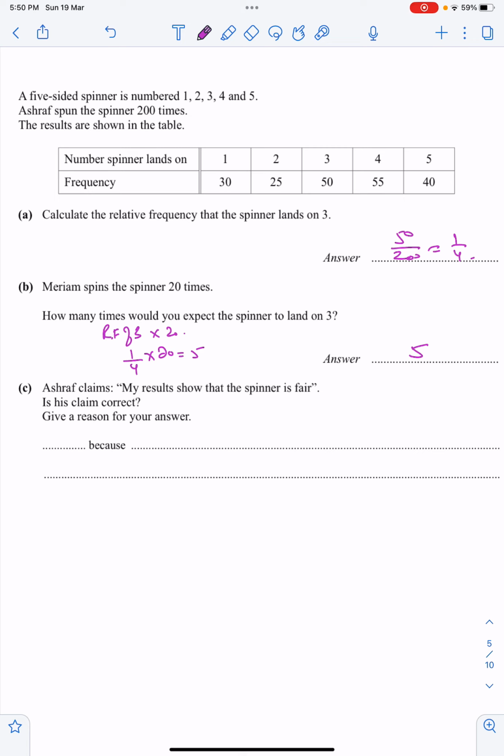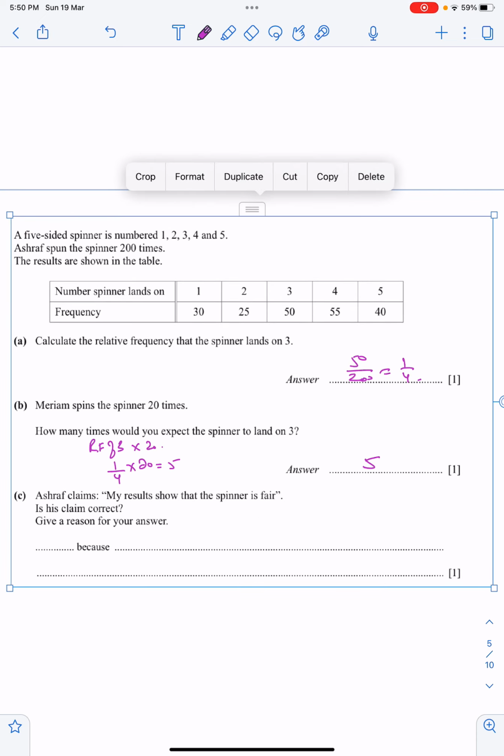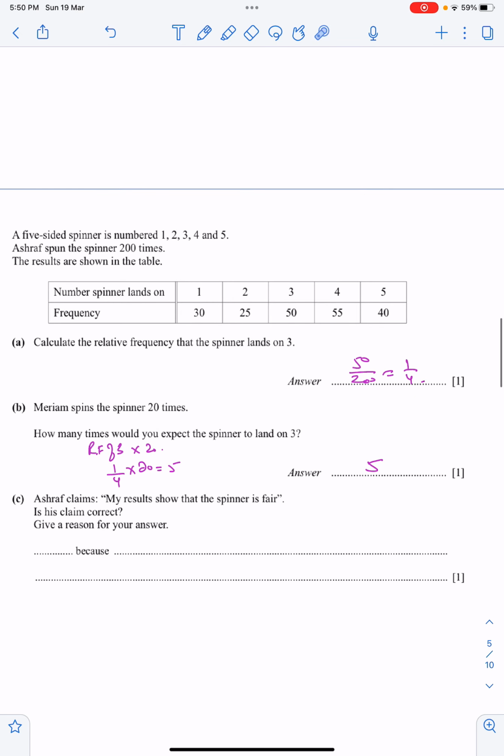Ashraf claims my results show that the spinner is fair. Is he correct? If it is fair, then the probability of each one of these should be 1 upon 5, because if you have these 5 numbers written on the spinner, and if it's a fair spinner, the probability of each one of them should be 1 upon 5, which is 0.2. Or closer to 0.2 obviously.